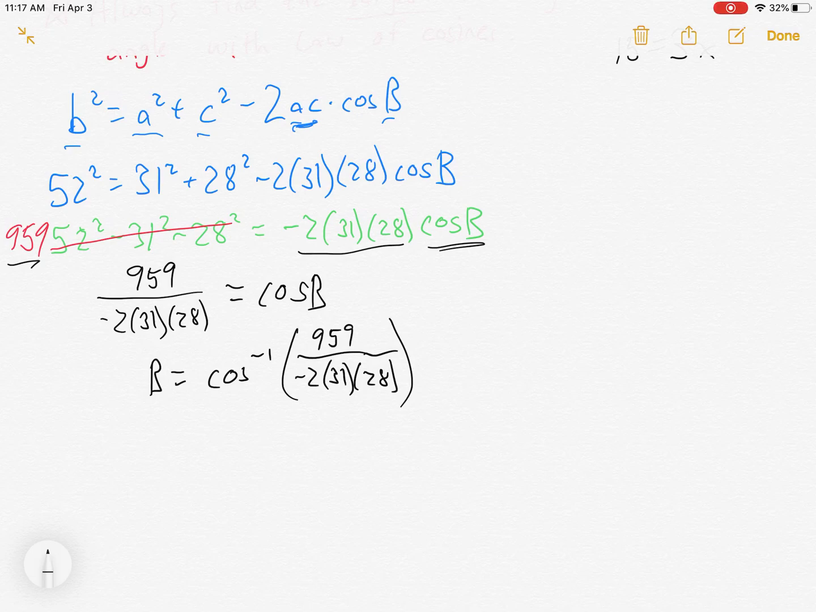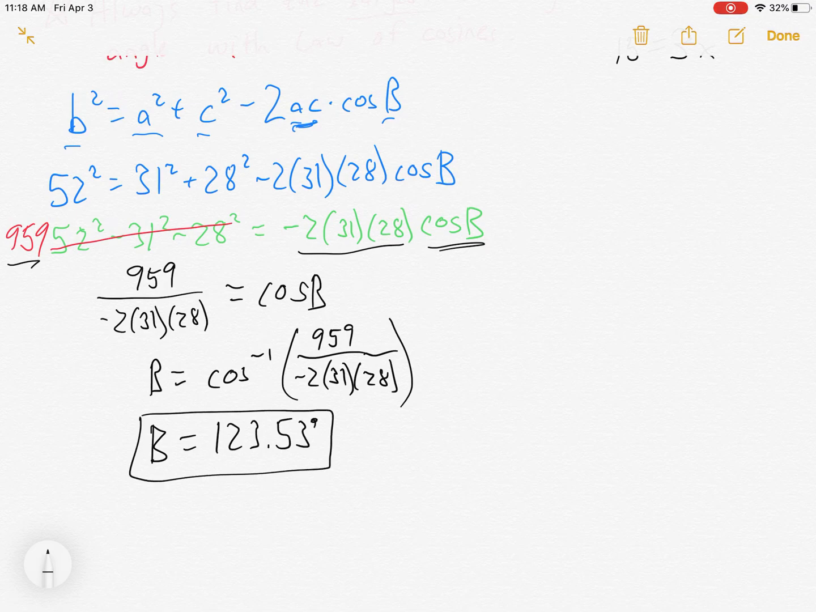Okay, now I'll put this in my calculator. Divided by parentheses, -2 times 31 times 28. So make sure all of that is in parentheses. Enter. And then second cosine. And this is something you have to practice. Okay, so make sure you're practicing this. 123.53 degrees.